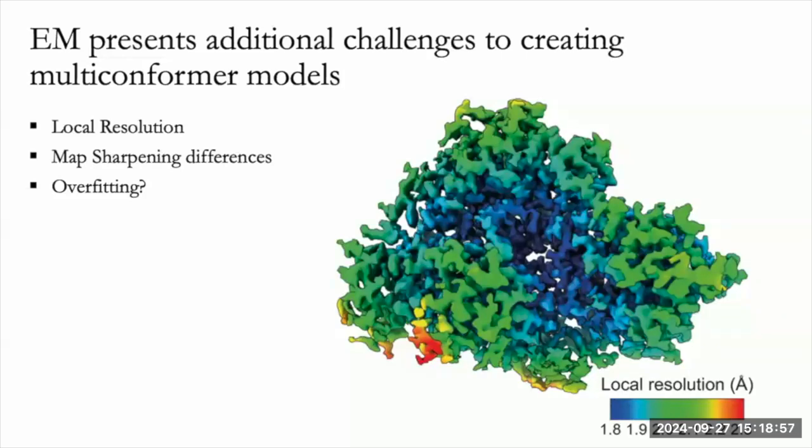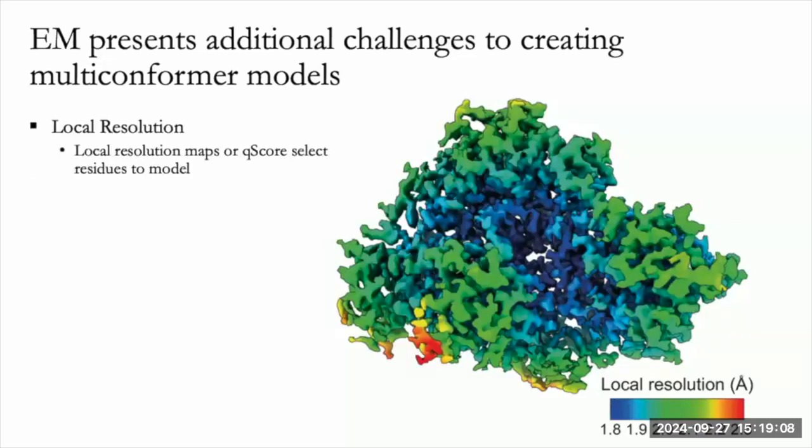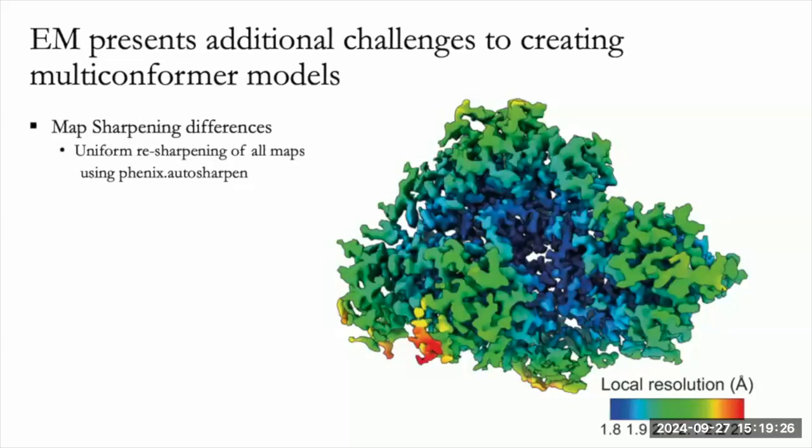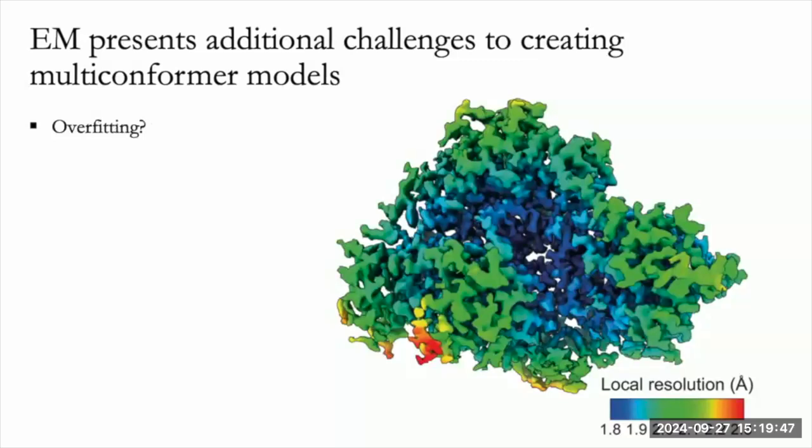And then we don't have nice metrics of saying, are we overfitting the data in EM? And so these are our initial little bits of attempts at trying to solve these problems, but if anyone in the audience has feedback, I'm all ears. For local resolution, we have implemented Q-score to be able to select models or residues to model. We've resharpened all of the maps using just Phenix Auto Sharpen, so at least we're starting on the same page, a bit more than using a deposited map, in which we often don't know, unless you go and read the supplement, and then you're still lucky to understand how they're manipulating the map. And then our overfitting is our big question.